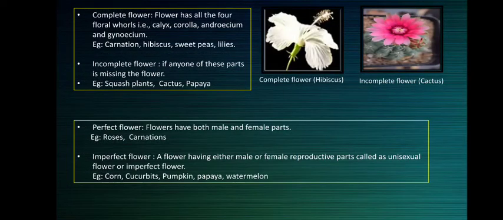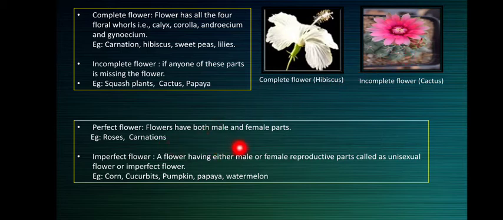Complete flower and incomplete flower. A complete flower has all the four floral whorls, that is calyx, corolla, androecium and gynoecium. Examples of complete flowers are carnation, hibiscus, sweet peas and lilies. Incomplete flower: if any one of these parts is missing, then that flower is called an incomplete flower. Examples: squash plants, cactus, papaya, etc.